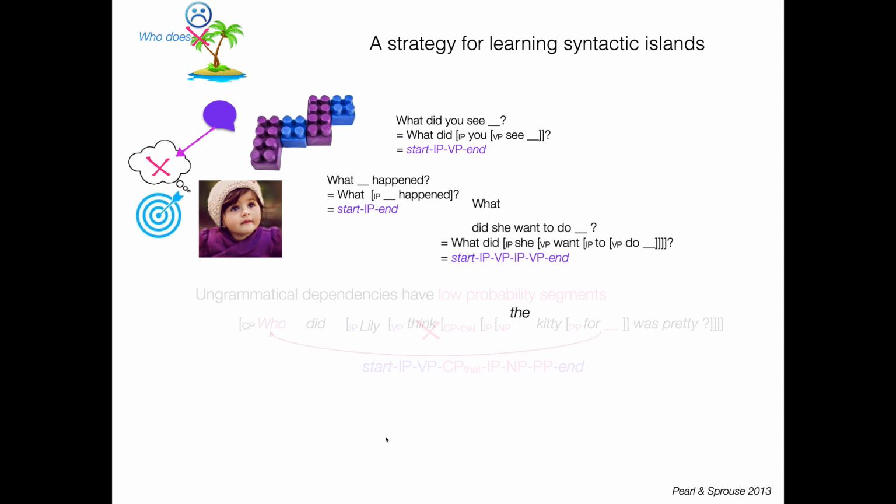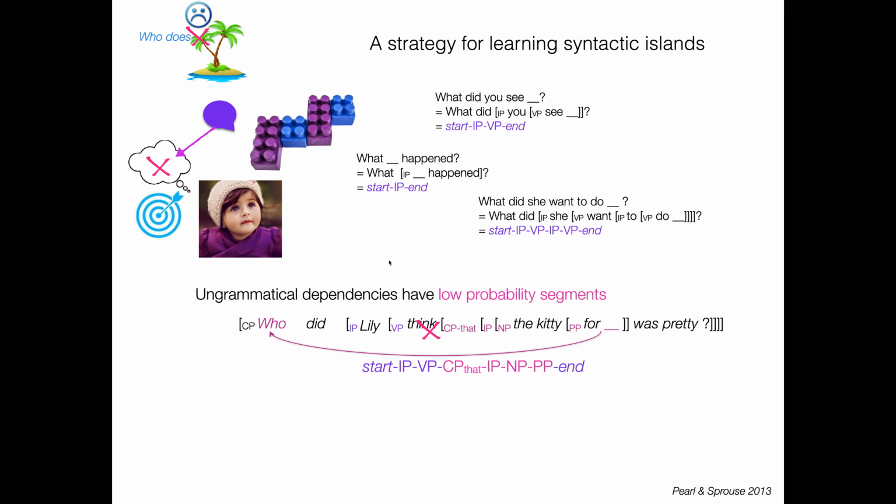And then we can also, of course, do this for any dependency, including ungrammatical dependencies. And in particular, here we have, who did Lily think the kitty for was pretty? Here's our ungrammatical dependency. And we characterize it again by the phrases that contain the gap, right, but not the WH word. So we have start, IP, VP, CP, that, IP, NP, PP, right? And the idea is that these ungrammatical dependencies are going to have low probability segments, one or more of these chunks that are bad, right?